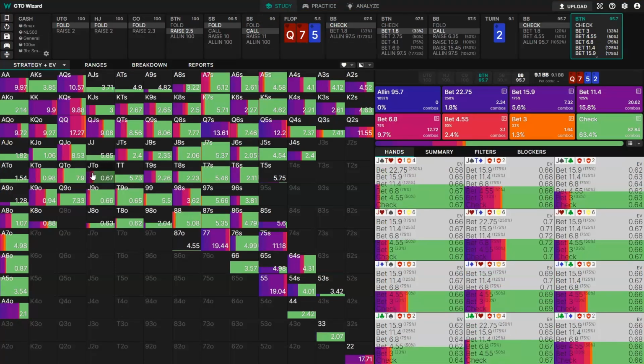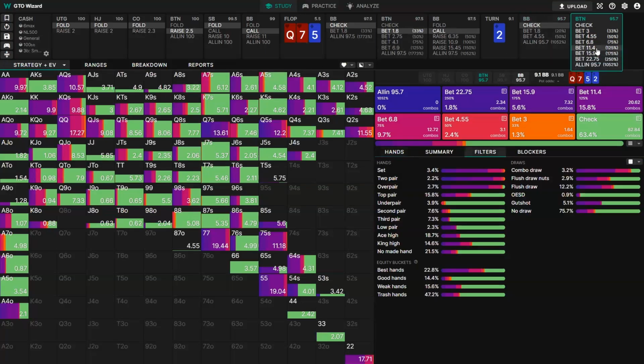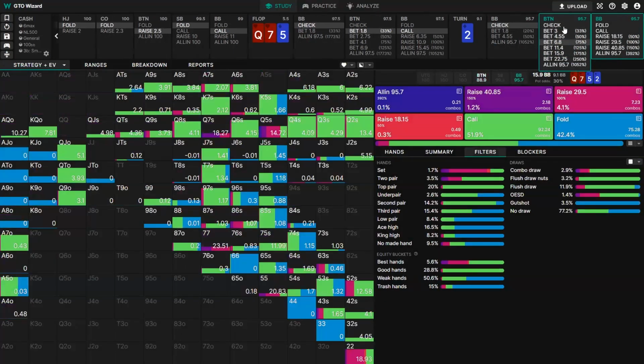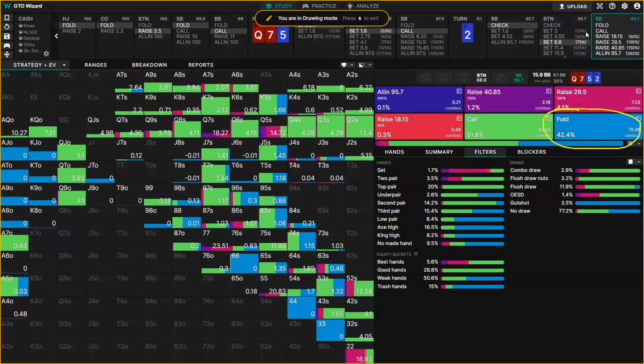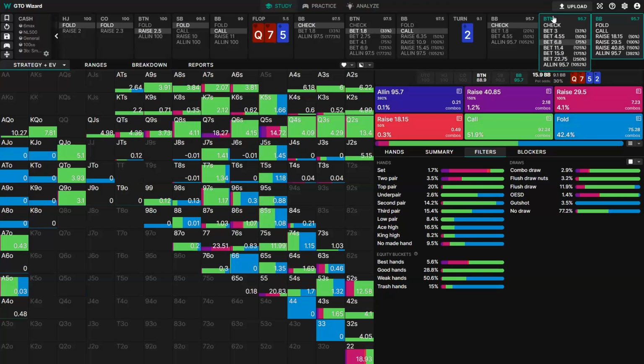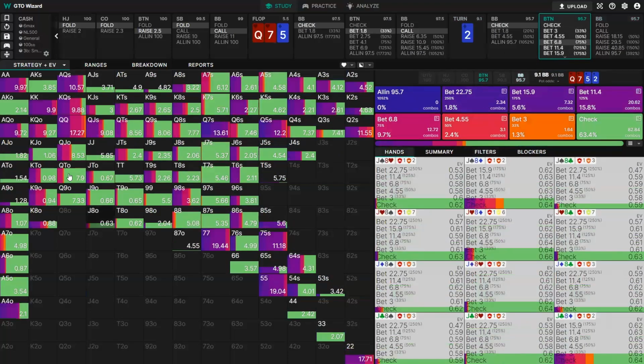As we said, in position players need to bet some of these hands some of the time because the amount of folds you get is relatively satisfactory. So we bet 3/4 pot, we're getting 42.4% folds. Right? So it's a satisfactory enough fold amount that we are able to bet with these hands.